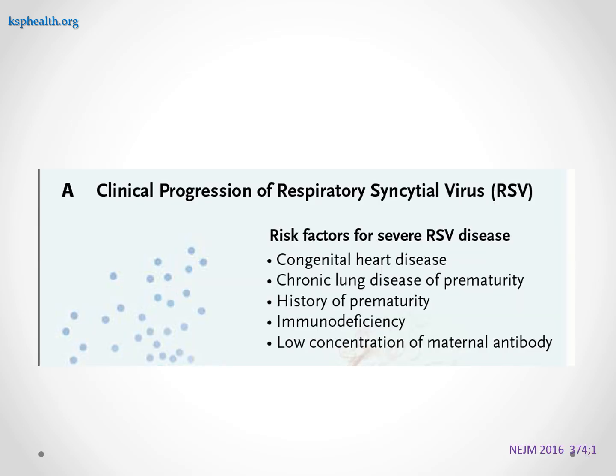If you want to remember the most important risk factors, remember hemodynamically significant congenital heart disease, chronic lung disease of prematurity, otherwise called BPD, history of prematurity, immunodeficiency, and low concentration of maternal antibody.